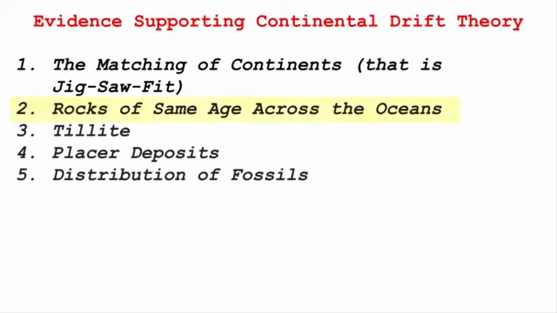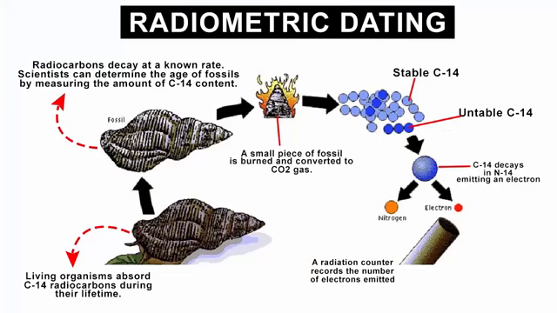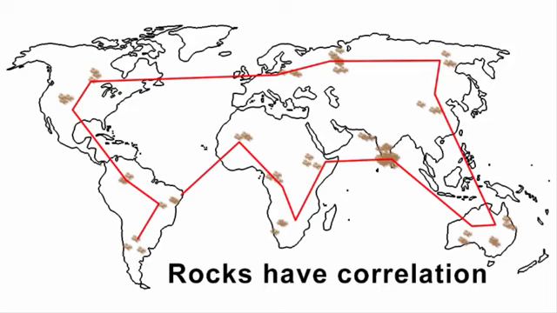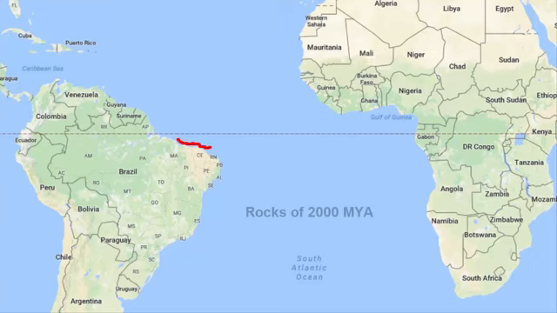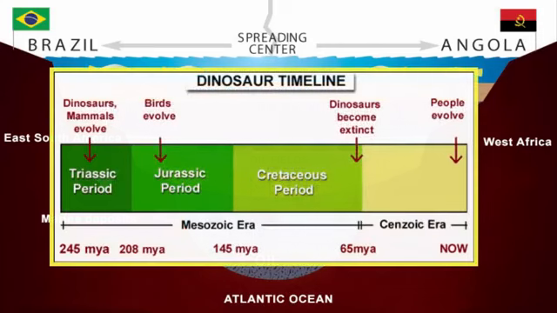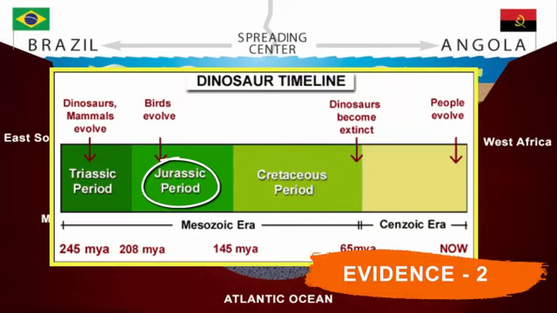The second evidence shows the rocks of the same age across the oceans. Scientists around the globe have tested rocks at various places by a method called radiometric dating. Radiometric dating is a technique used to date materials such as rocks or carbon. After using this technique, they came to a conclusion that rocks from different continents have a correlation. For example, the belt of ancient rocks of 2000 million years from the Brazil coast matches with those from Western Africa. It also suggests that the marine deposits in the region are from the Jurassic era. The Jurassic era is the second phase of the Mesozoic era, where the reptiles ruled the continents. And this forms the second evidence in support of the continental drift theory.